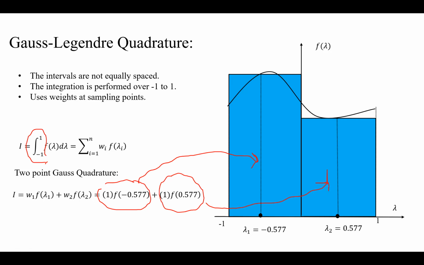So again, we are finding the area of a rectangle, but the base and the height are very specific. We find the height at a specific sampling point. Also, the bases do not have to be necessarily the same. For a 2-point Gaussian, the bases are the same. Both of them are 1.